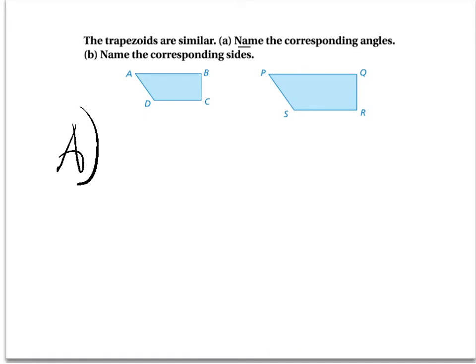A, as it says, name the corresponding angles. Well, angle A is going to match up with angle P there. D will match up with S. Obviously, C matches up with R. And then you've got B matches up with Q. So you'd write that for your answer.